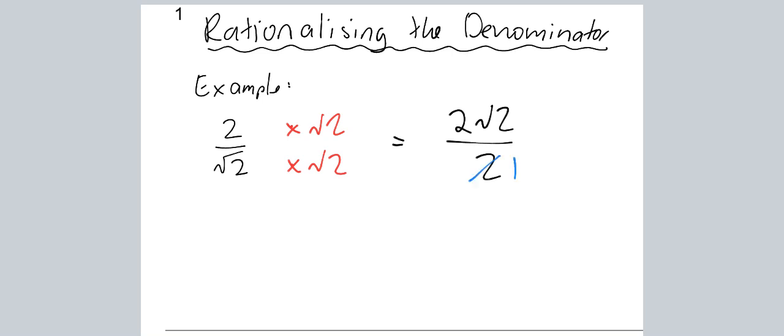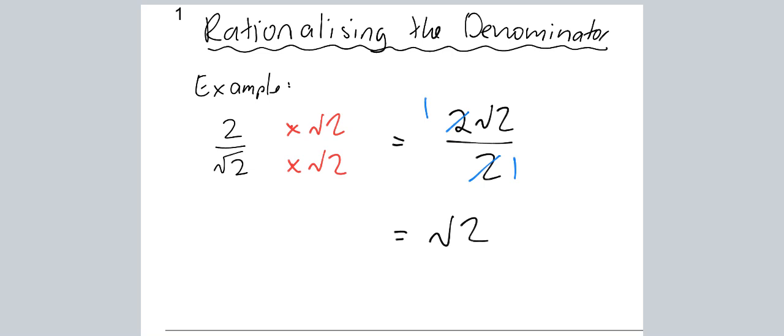2 goes into itself once, and 2 goes into itself once. So on the top, I've got 1 root 2, which is root 2, and on the bottom, I've got over 1. And whenever we have a number over 1, we don't need to write the over 1 bit. Like 6 over 1 is just 6. 10 over 1 is just 10. And root 2 over 1 is just root 2.